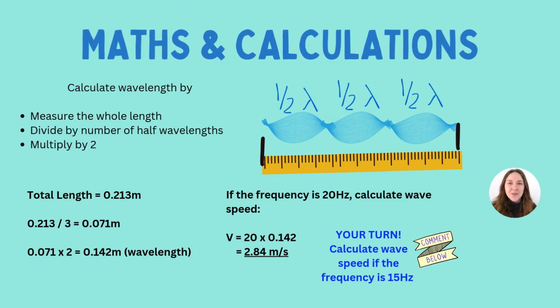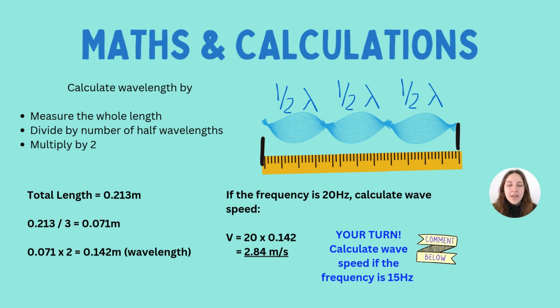Okay, so let's have a go at this with some actual data. So remember the steps, we have them there. But essentially what you're going to do is get your ruler and measure out the total length. So in this case, we have 0.213 meters as our total length from the vibration generator to the wooden bridge. We then want to make sure that we are counting the number of half waves, and we should see that in this case, there's 3.